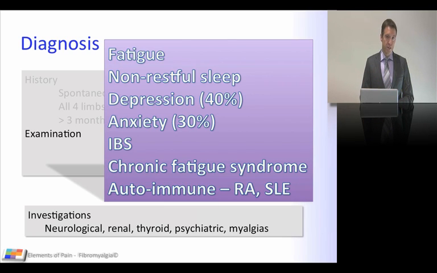From the diagnosis you can see it's a history and examination that leads to the diagnosis, so theoretically you don't need to do any investigations to confirm the diagnosis. However, it's important to do investigations in certain patients to exclude other things such as neurological abnormalities, renal and thyroid abnormalities, and don't forget about psychiatric abnormalities. You may need to consider causes of myalgia and investigate them for various causes of myalgias as well.